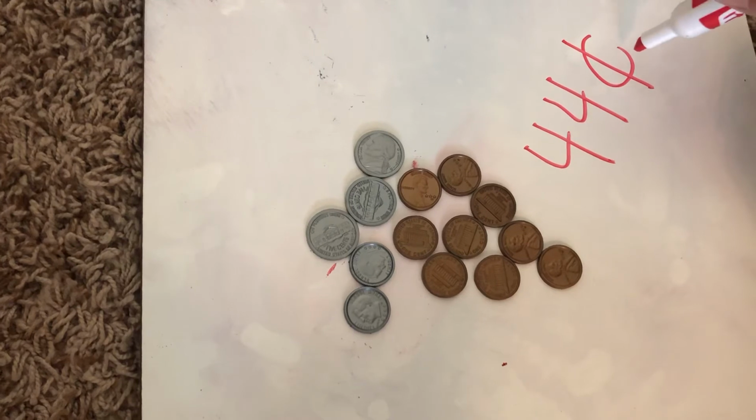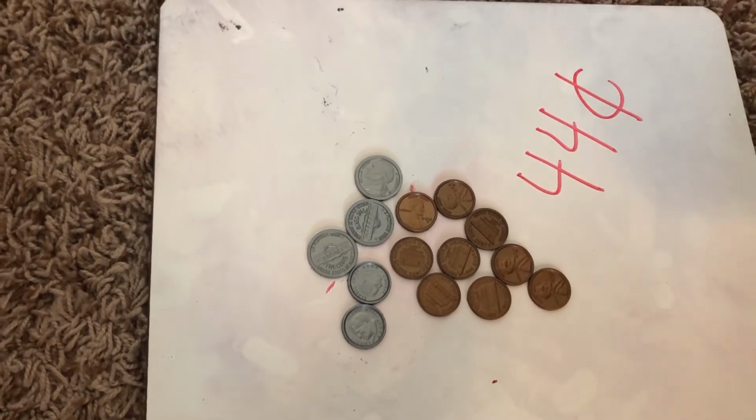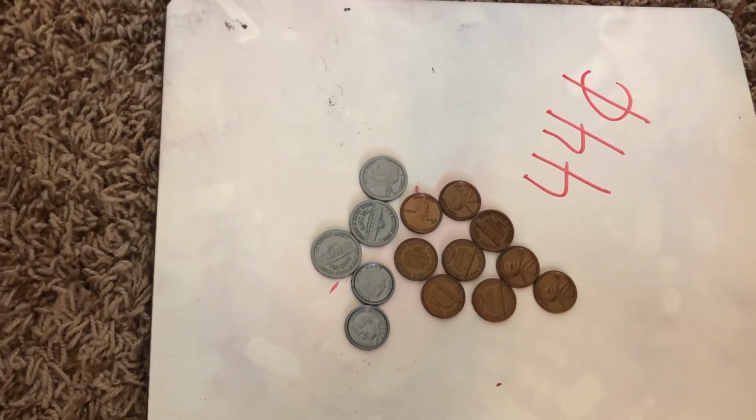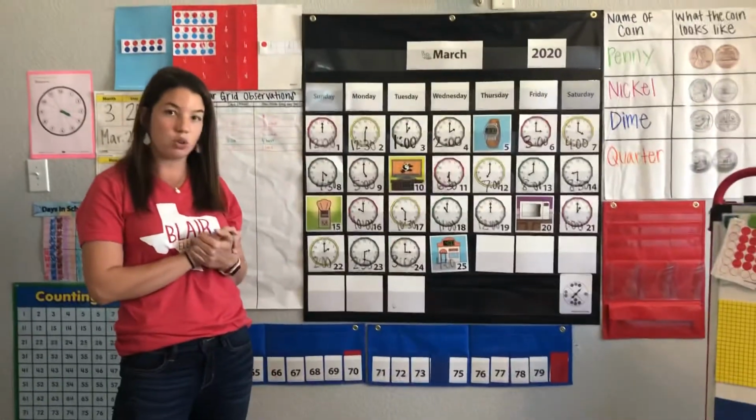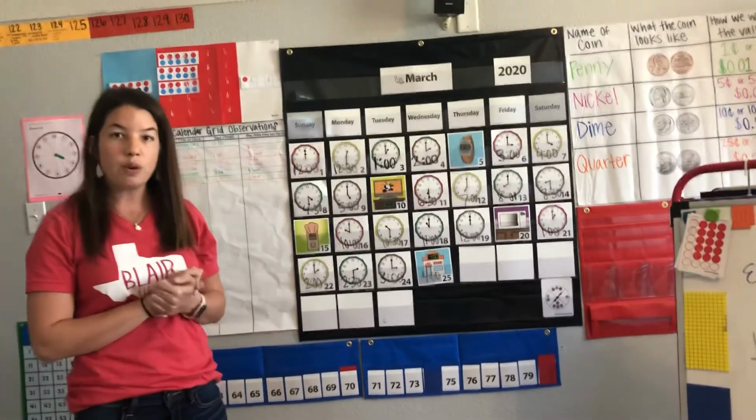44 cents. Remember, when we're writing cents, we put the C with the line through it to show that we're talking about cents. All right, boys and girls. So right now, you're gonna have an activity in Seesaw where you get to count coins yourself and write what the value of the set of coins is.